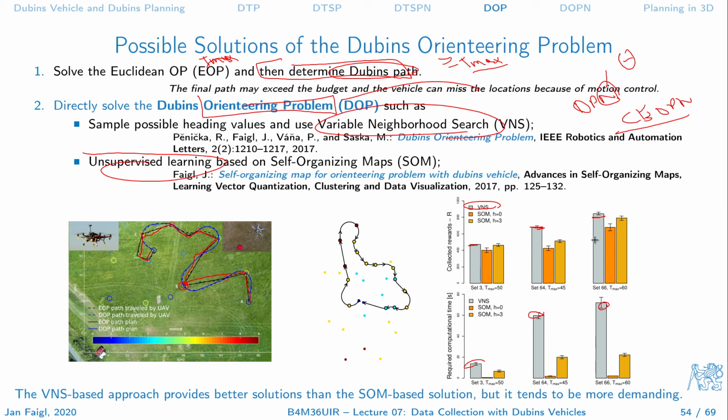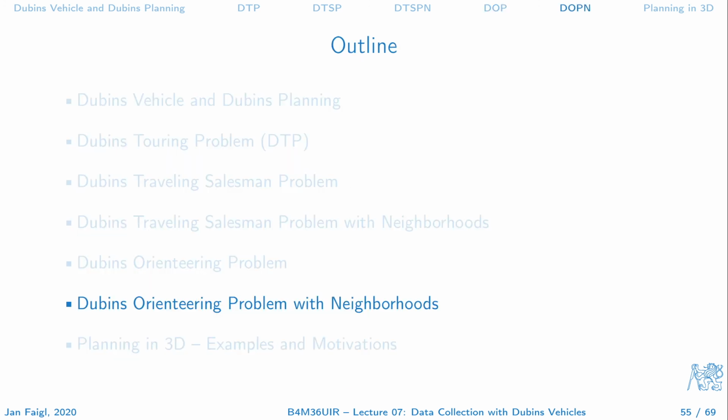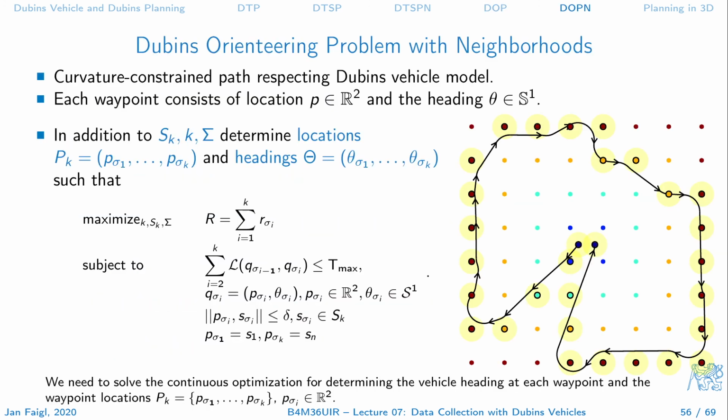So depending on the computation time you have, you can find good solutions with more time, or you can use this simple heuristic, unsupervised learning, to find, in some cases, not that significantly worse solutions, but in less computation time, and it depends on the application. And regarding the neighborhood, of course we can extend the Dubins orienteering problem to neighborhoods, where in addition to the subset and sequence of locations, we have the headings. So this is a more continuous domain.